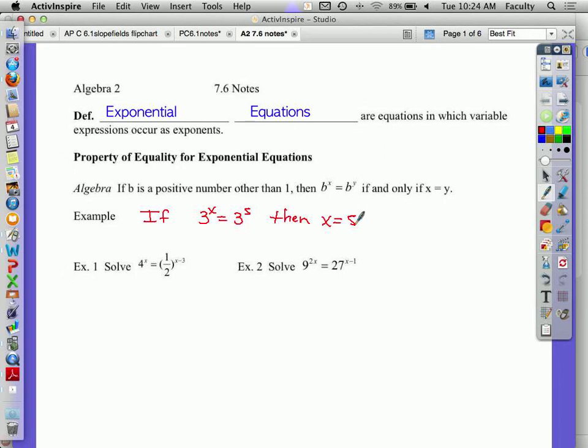I want to point out I am not canceling the bases. I'll hear students say, okay, you cancel the 3's. I'm like, no, we're not canceling the bases. We're saying the exponents are equal, okay?